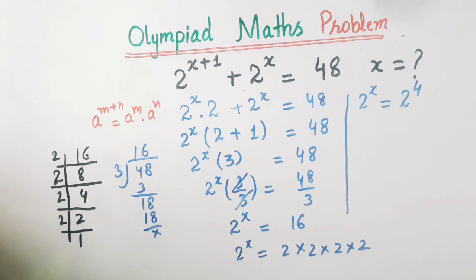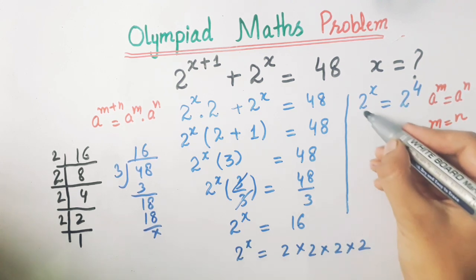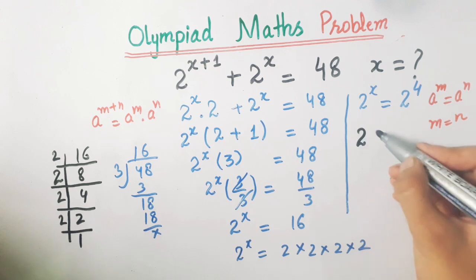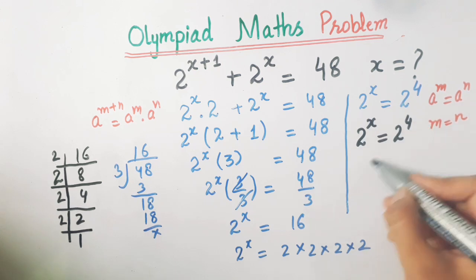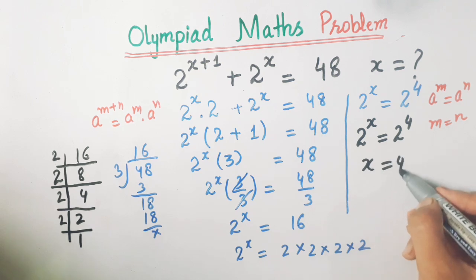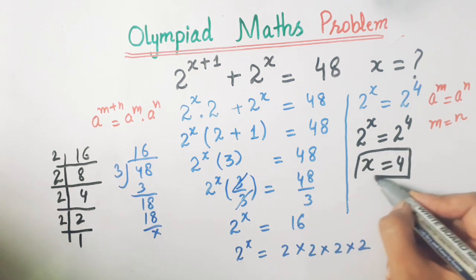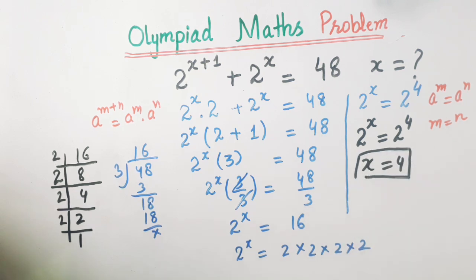powers are also equal according to the rule that a raised to power m equals a raised to power n. When both bases are same, we will say that m equals n. So we will apply this here and check: 2 raised to power x equals 2 raised to power 4 implies x equals 4. So this will be the answer. Now we will verify our answer.